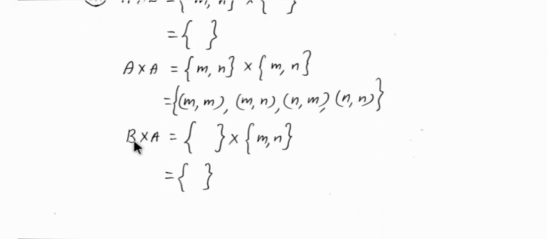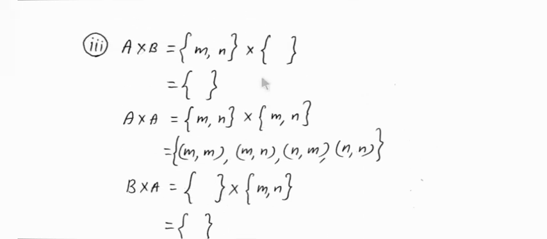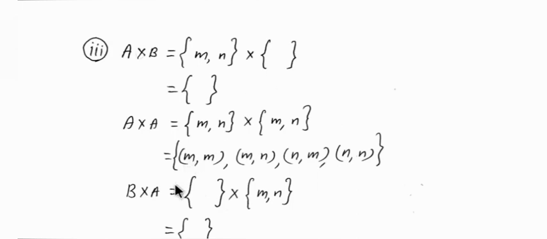Then find out B cross A. B is, you know that, the null set. Therefore, substitute B is equal to the null set. Then put this cross. Then write the value of A. A is this set {M, N}. Then take the cross product. Here there is no element. Therefore, we cannot take this cross product. Therefore, B cross A is equal to a null set.